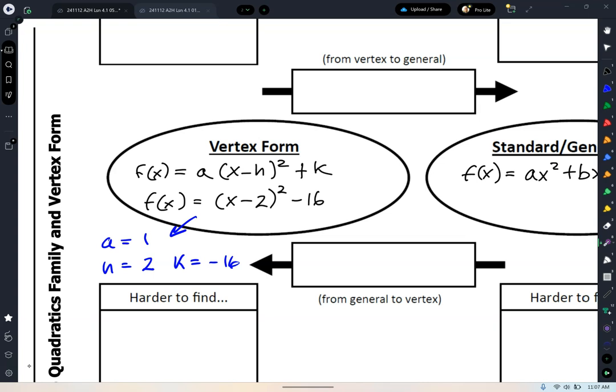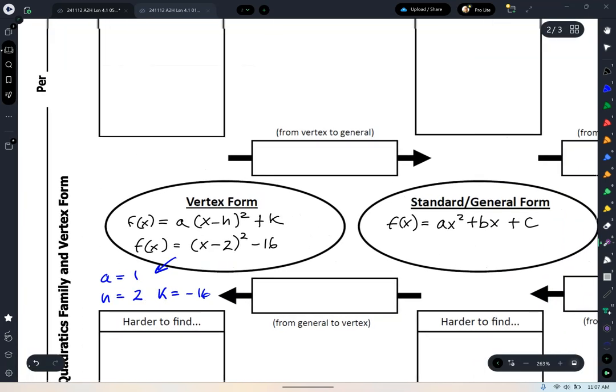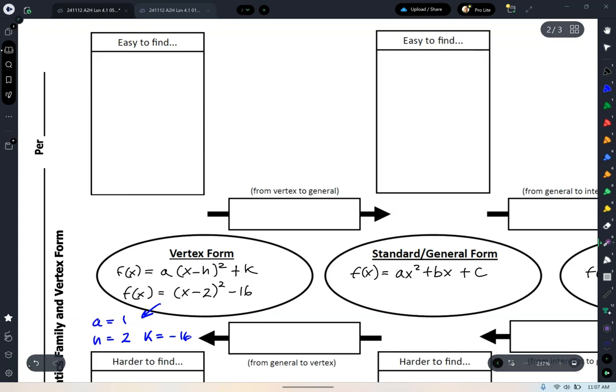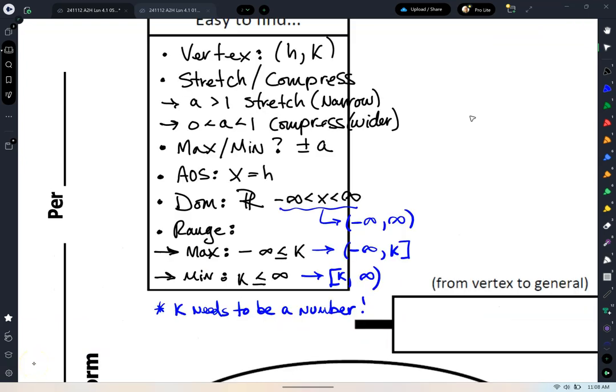Okay. All right. So the next thing that we need to do is we need to talk about some of the aspects that are beneficial for us in vertex form. Why do we use vertex form? Give me just a second because I'm going to copy, and we'll start with copying this down and then we'll talk about it in just a second.